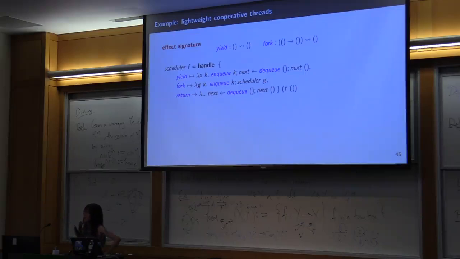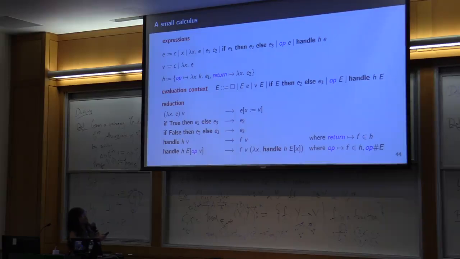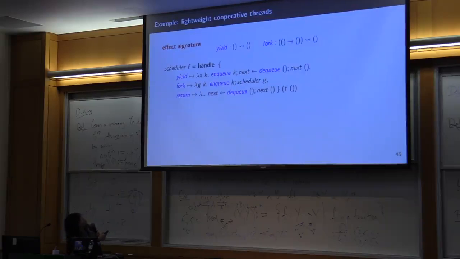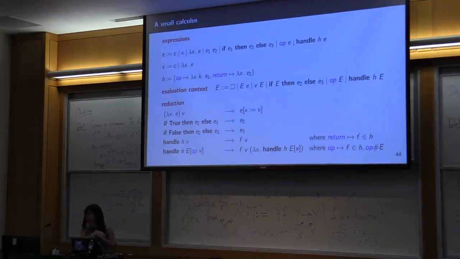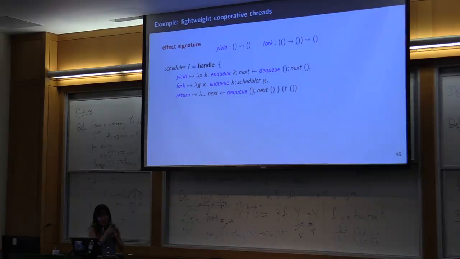Yes? What happens if something calls yield from within the next? If something calls yield from the next, yes, you can do that. Does this handler catch it? Yes. It's exactly because all the continuations you get from the continuation keyword will store the handler. So you can have as many operations as you want in your program. They are always going to be captured by the same handler.